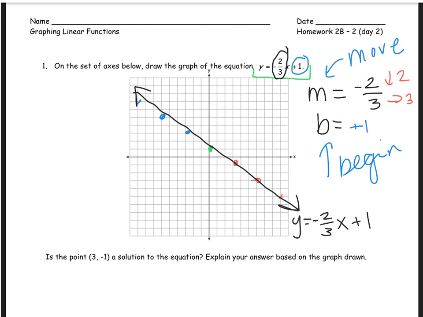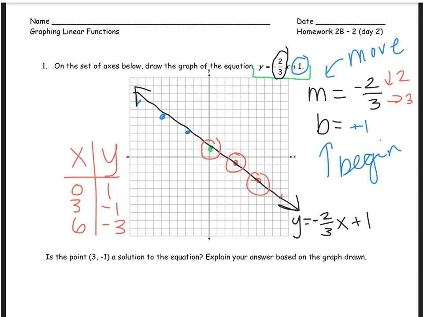The last thing you want to do is list 3 points on that line. We have this one, and this one. So my first point is (0, 1). My next point is (3, -1). And my last one is, going 3, 4, 5, 6, (6, -3). All right, there you go.